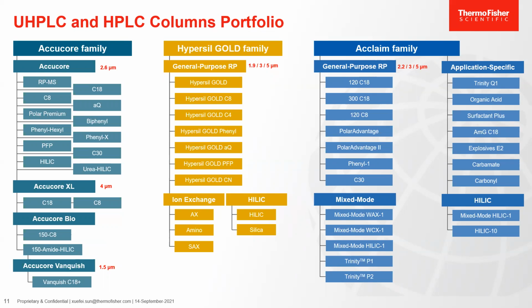So based on your application, we can stick with the AccuCore columns, the AccuCore XL, or the Vanquish. We have the Hypersil Gold family, which is a general purpose reverse phase column, an ion exchange column, or a Helix column. We have our Acclaim family, which is going to have something a little different. It's going to have our mixed mode columns as well as application specific columns. So if you're looking for something very specific for your application, and that is a champion column for your application, try the application specific ones first.